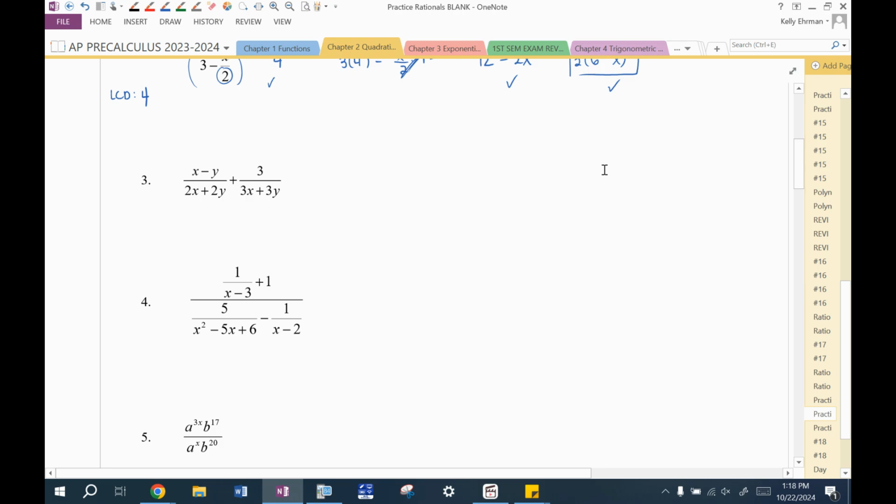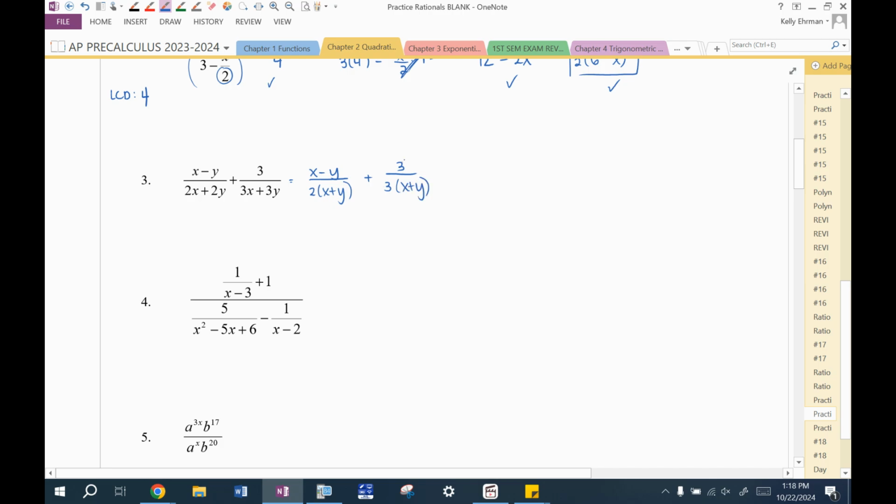Okay, number 3. I'm back to adding some expressions again. Before I start setting up a common denominator, let's look at what we have here. We have x minus y over, I can factor a 2 out, 2 times x plus y. And I have plus 3 over, I can factor out a 3, x plus y.